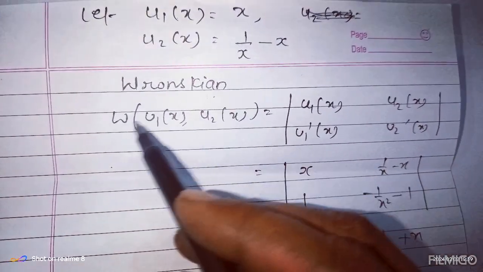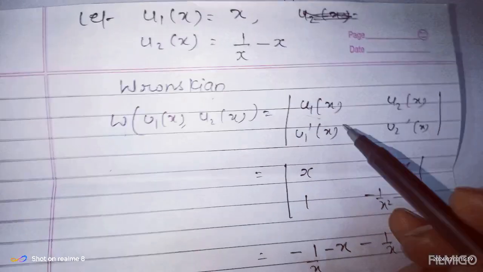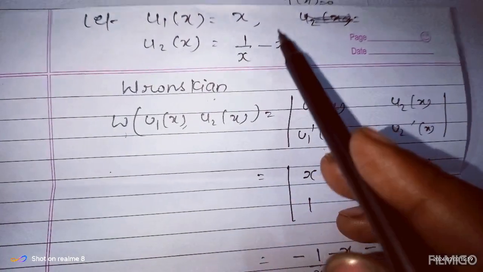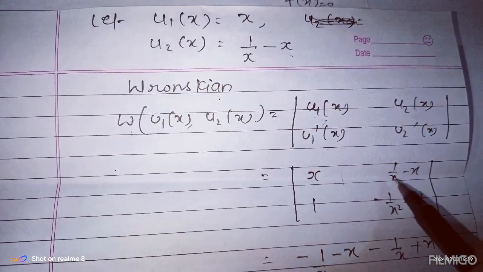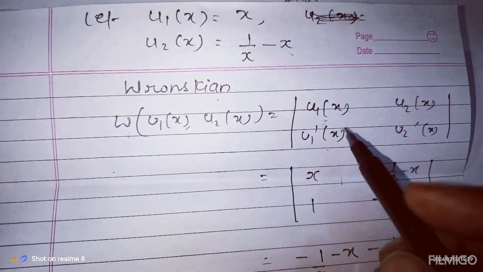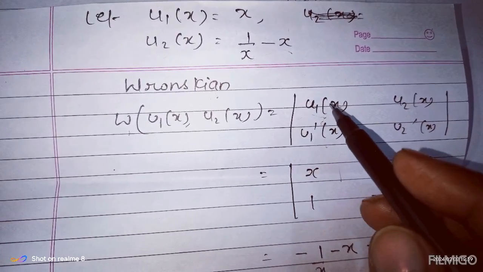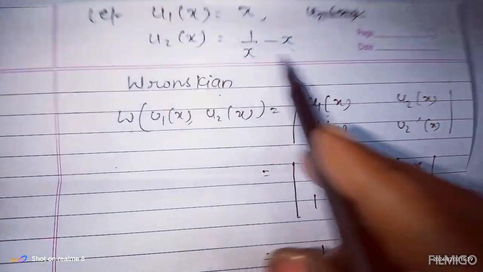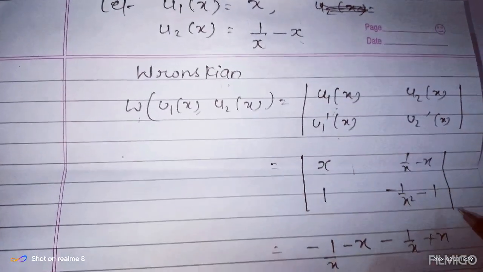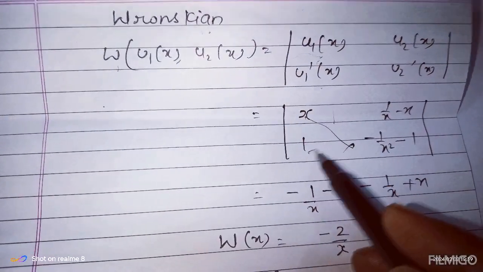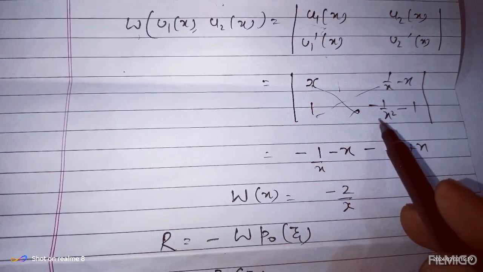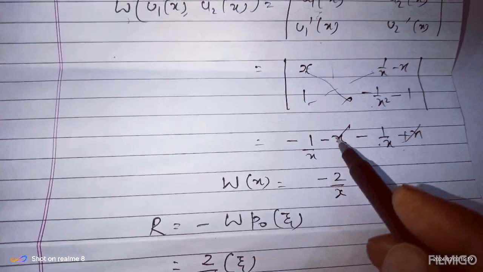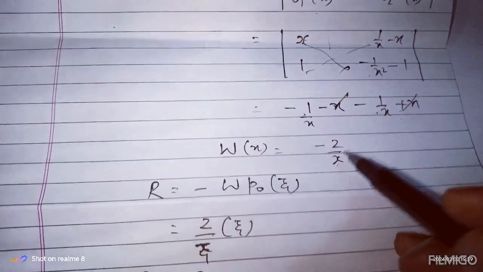Then the Wronskian W is the determinant of u1(x), u2(x), u1'(x), u2'(x), where u1(x) = x and u2(x) = 1/x − x. u1' means differentiate with respect to x. The differentiation of x is 1, and of 1/x is −1/x², and of x it is −1. Multiplying this positive and this negative: −1/x − x − 1/x + x. The x and x cancel out, leaving −1/x − 1/x = −2/x.